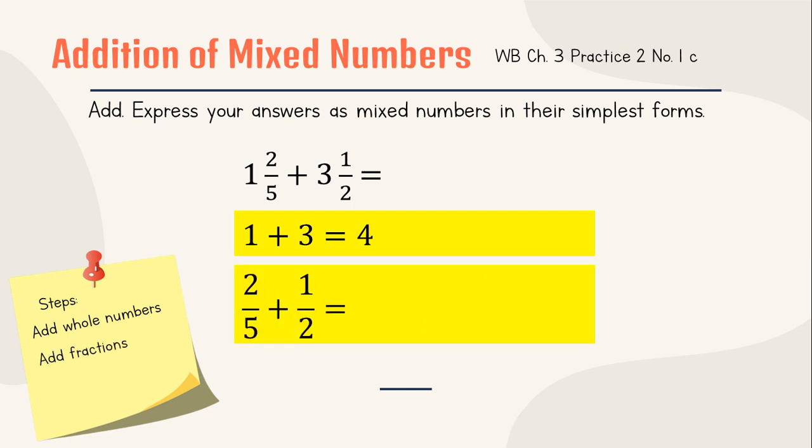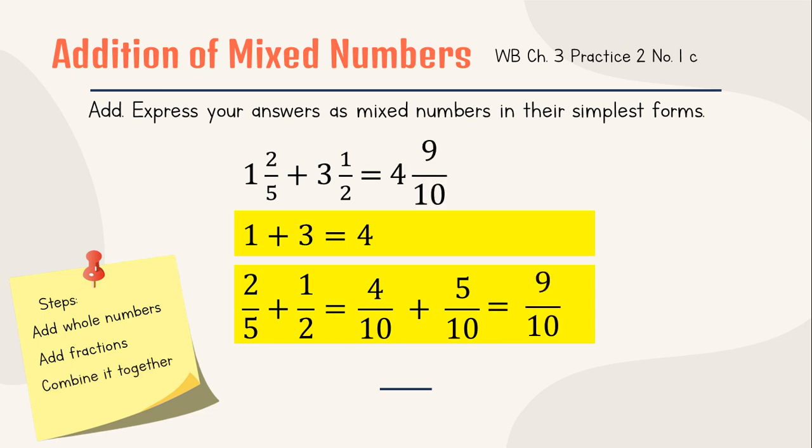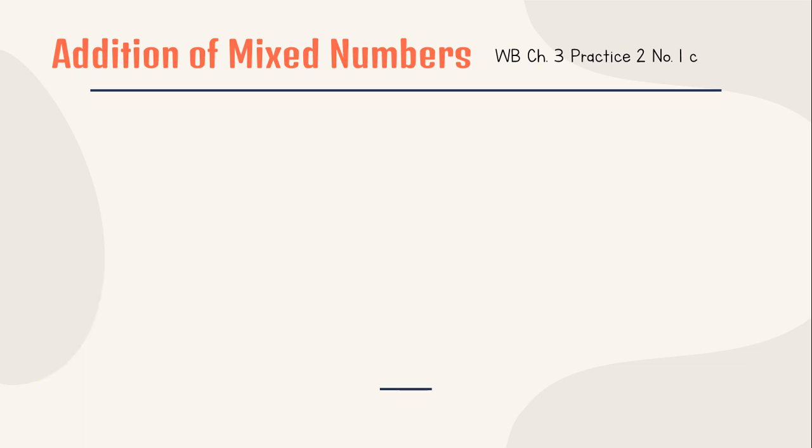2/5 plus 1/2. For the same denominator, we can use 10. 10 divided by 5 is 2, times 2 is 4. 10 divided by 2 is 5, times 1 is 5. So 4/10 plus 5/10 equals 9/10. After that, combine it together. Easy peasy lemon squeezy.